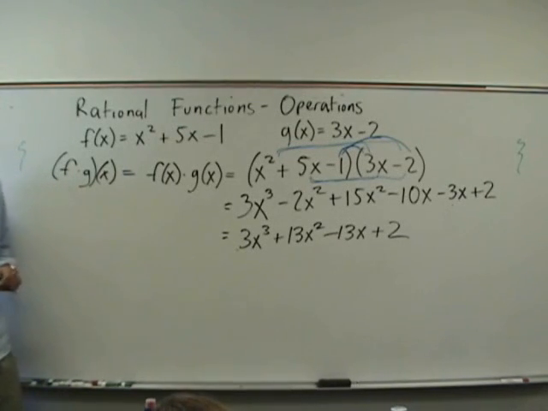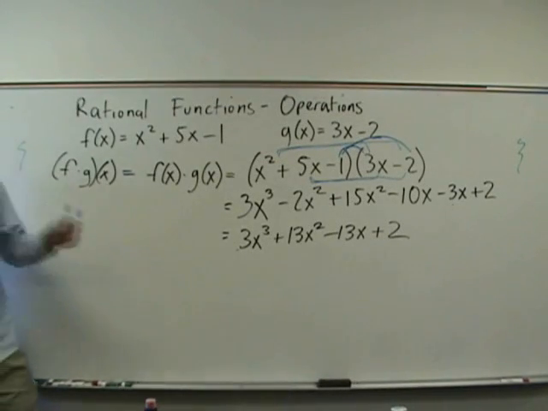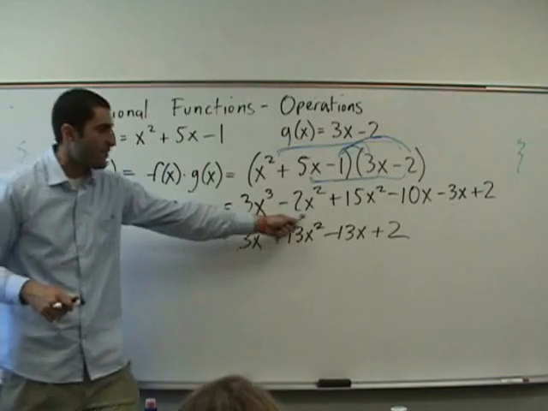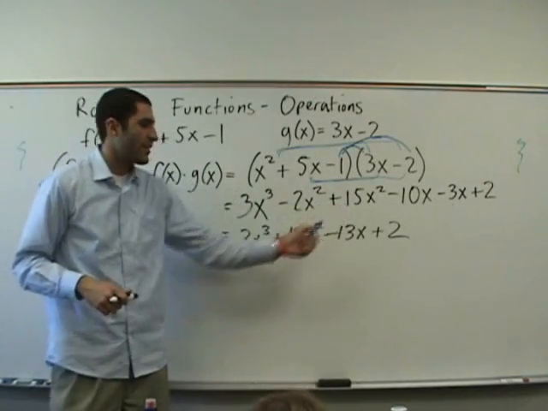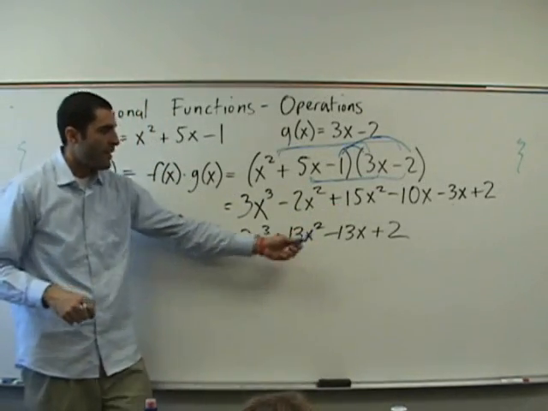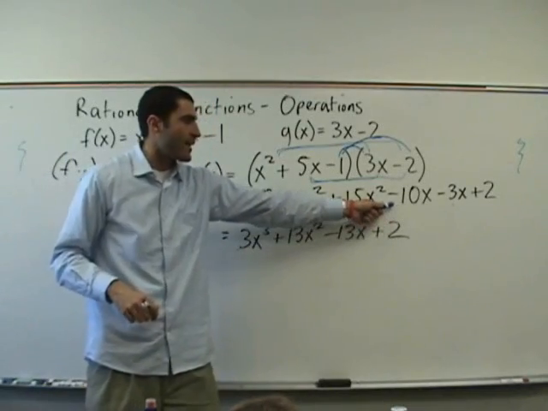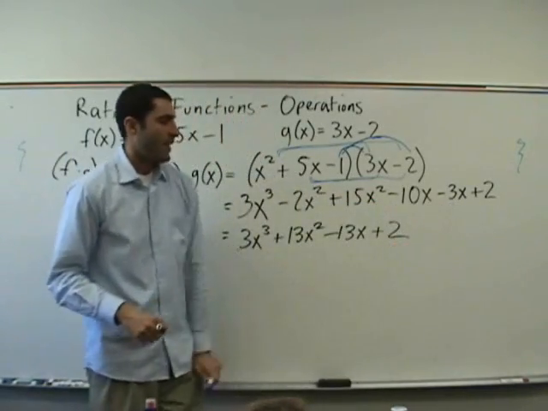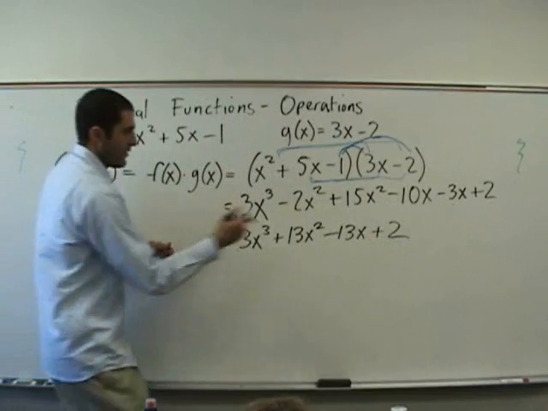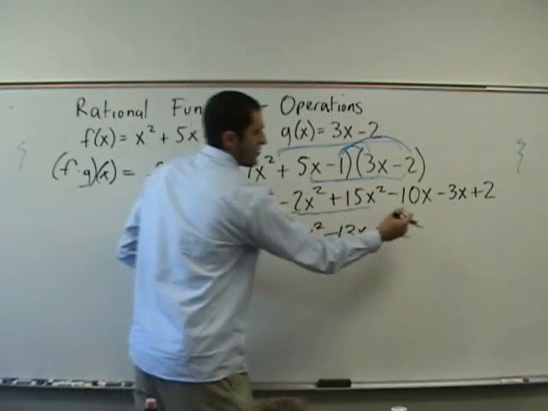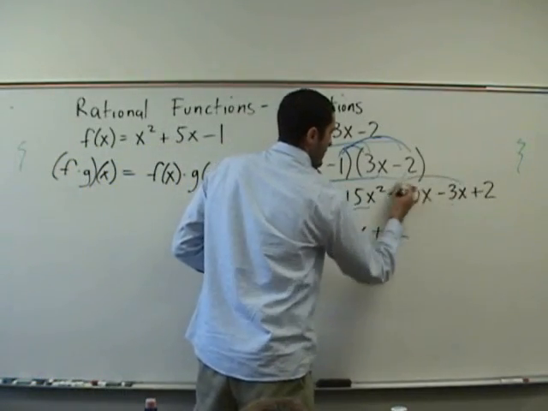It's calculation heavy, but it's very straightforward if you know what you're doing. Wait, how is it plus 13? Negative 2x squared plus 15x squared makes 13x squared. And in similar fashion, negative 10x minus 3x is negative 13x, combining like terms. This is one combination, and this is another.